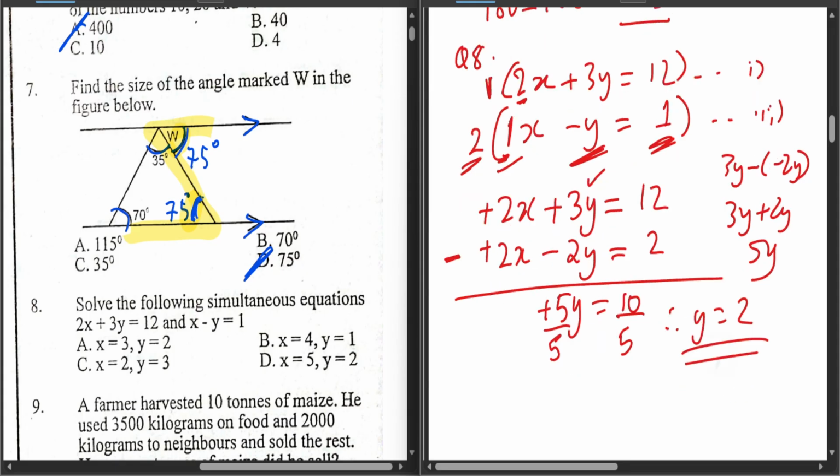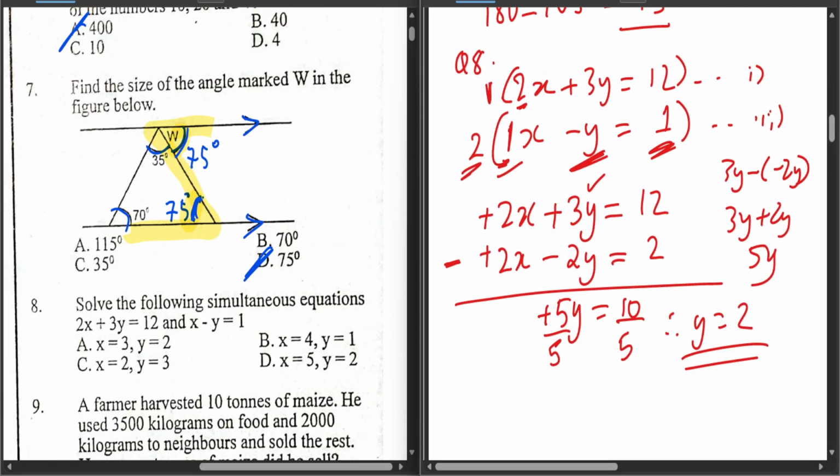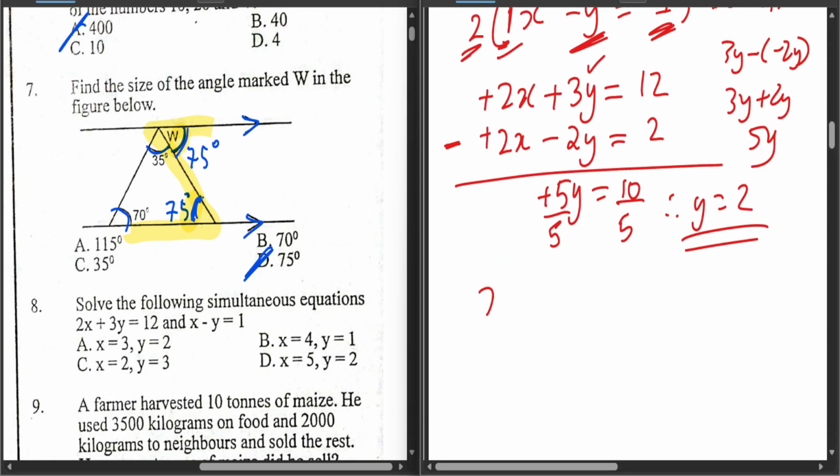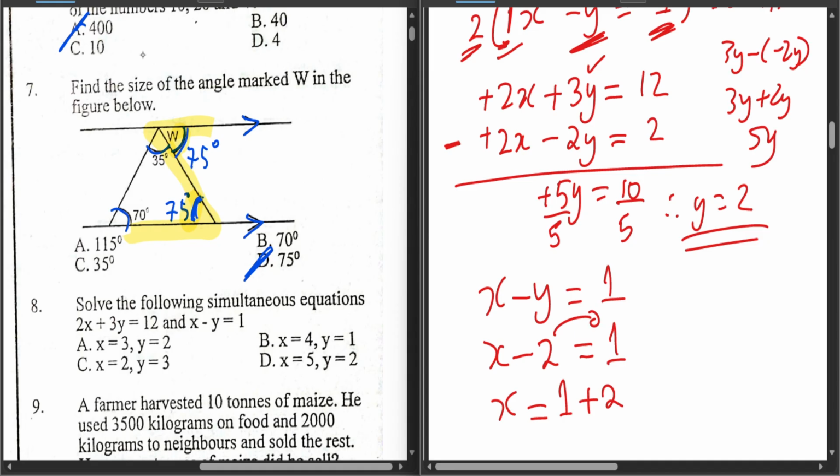So that's one answer. For the second answer, you can take any equation. Let me take x minus y equal to 1. Now when y is equal to 2, where there's y, you replace with 2. It's going to be x minus 2 equal to 1. Minus 2 shifted to the other side, x is equal to 1 plus 2. And therefore x is going to be equal to 3. So very easy. y equal to 2 and x equal to 3. So that's your answer.